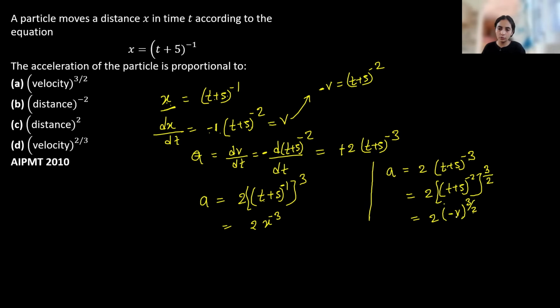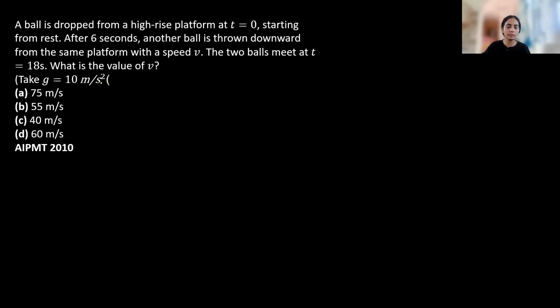Okay, so this will become equal to how much? a is directly proportional to (-v) to the power 3/2, and if you do that, you will get the minus sign out. So this is -2 and v to the power 3/2. So a is directly proportional to velocity to the power 3/2. Okay? So just by mathematics, option A should be correct.